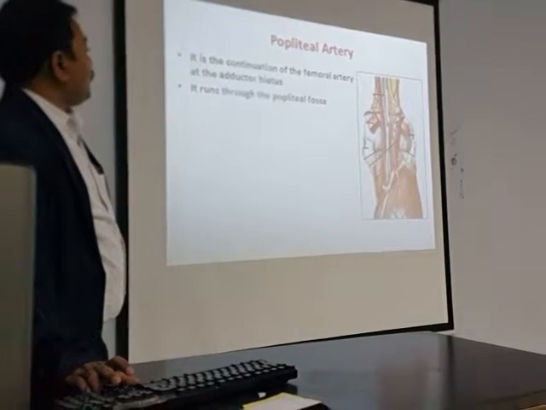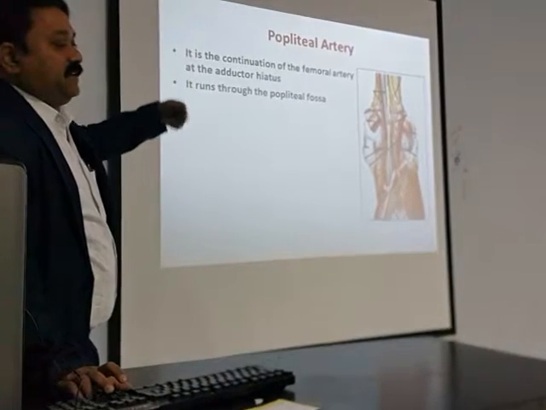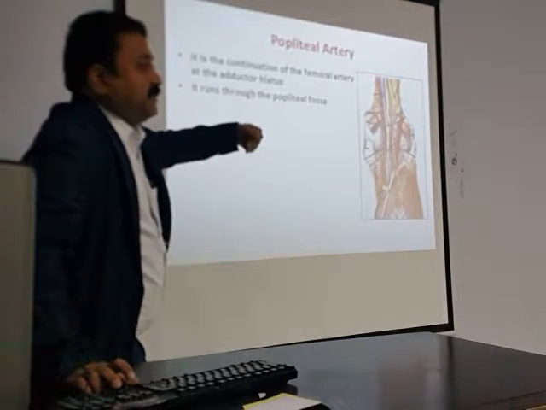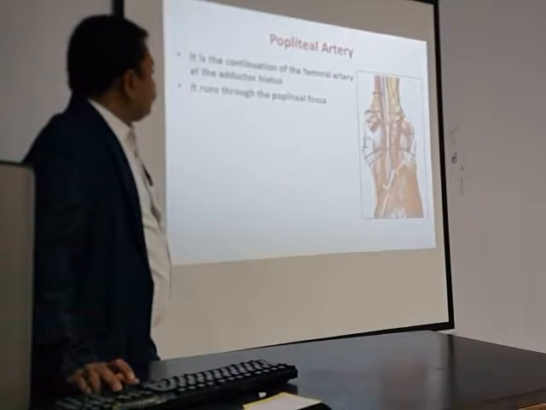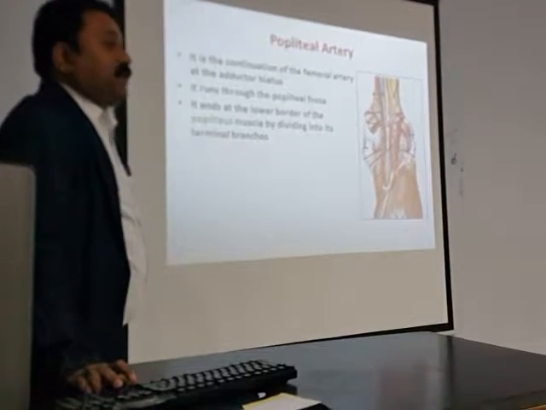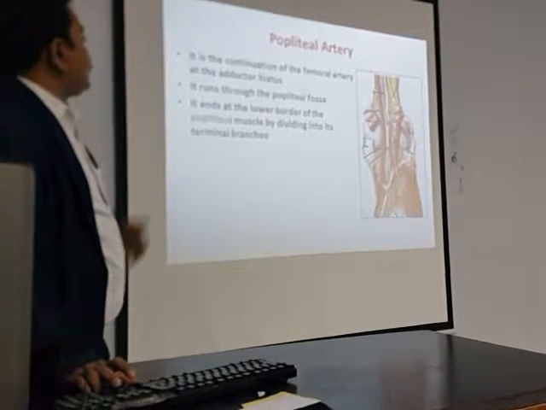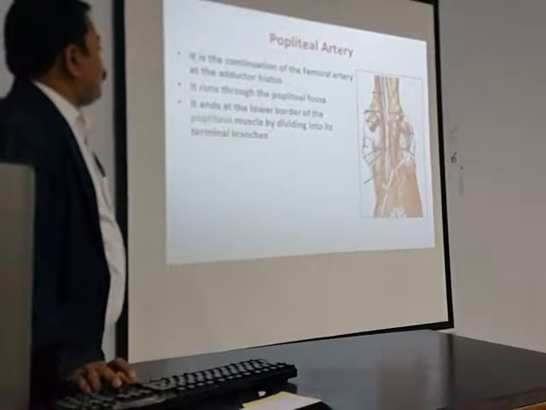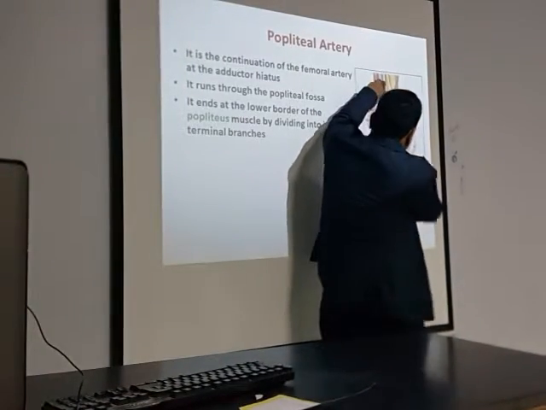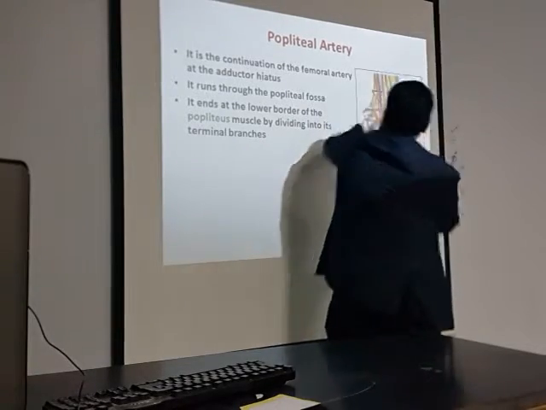Next is the popliteal artery. It is a continuation of the femoral artery. It reaches the adductor hiatus and continues as the popliteal artery. It runs through the popliteal fossa and ends at the lower border of the popliteus muscle. What you are seeing here, this part, is the popliteal artery, isn't it?